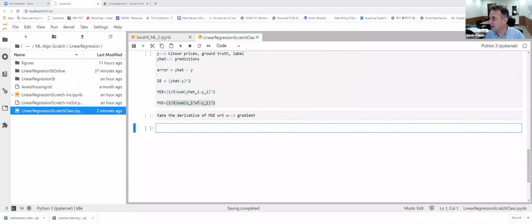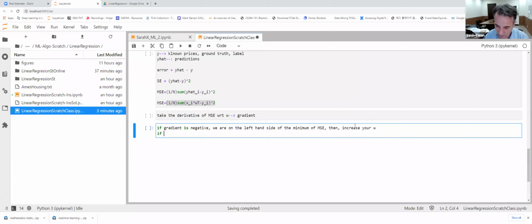So we got the idea of what this gradient business is doing. If the gradient is negative, we are on the left hand side of the minimum of MSE, going down the hill, then increase your W. If the gradient is positive, we are on the right hand side of the minimum of MSE, then decrease your W. As you see, I'm taking the opposite sign: if it is negative, increase, if it is positive, decrease.